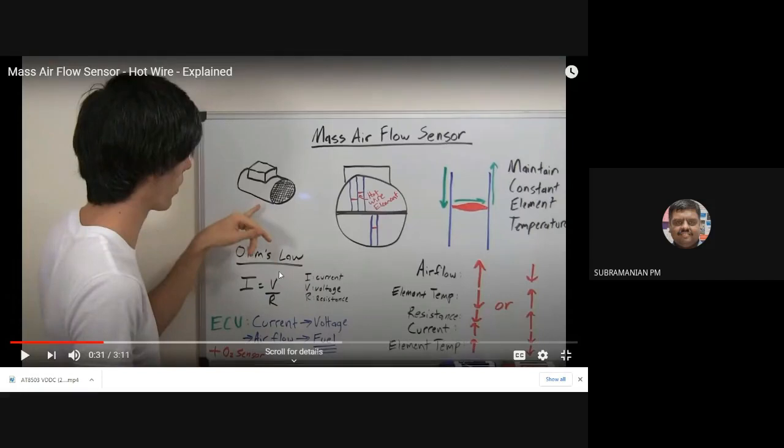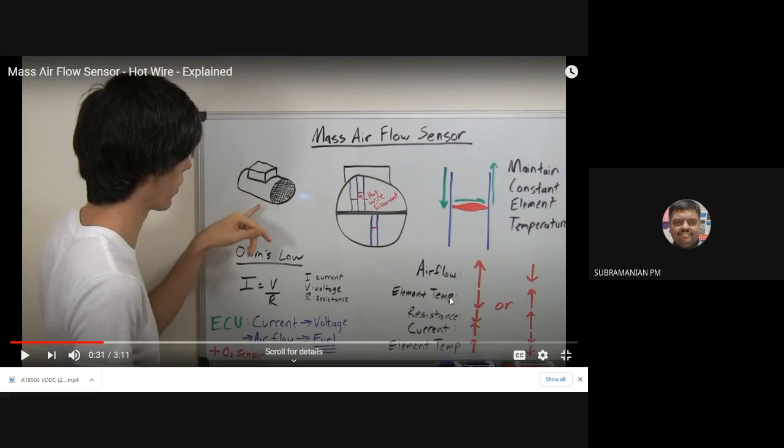Whenever resistance is going to get decreased, current flow will be increased, okay? So the voltage that we are going to get will be the indication of airflow. See, he has given an indication. When airflow is going to increase, my element temperature will decrease. See this arrow, airflow is getting increased. Element temperature decreases, resistance decreases, current increases, then temperature again increases. You see the sequence of this event. You will be able to explain this concept well when you are able to see this.